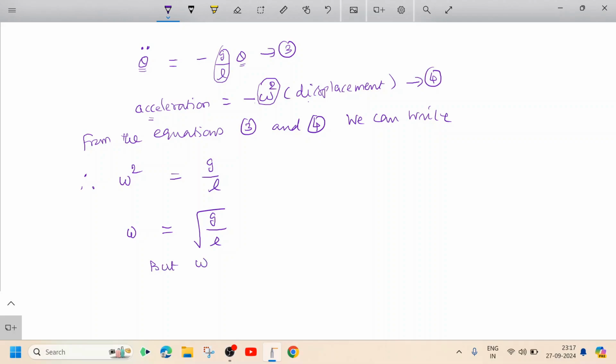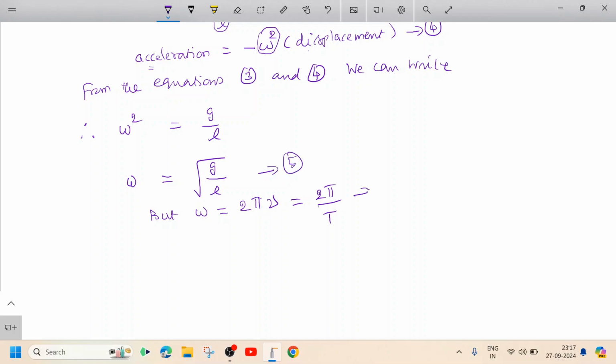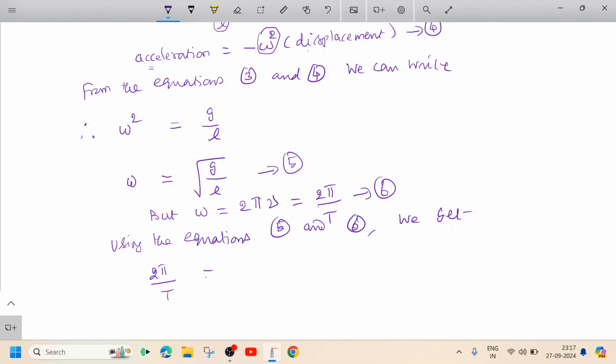But omega equal to 2 pi nu equal to 2 pi by T. This is our angular velocity, angle by period. Say this is equation 5. This is equation 6. Using the equations 5 and 6, we get 2 pi by T equal to root of g by L. Therefore, T equal to 2 pi into root of L by g. So we arrived at the period of oscillation of the simple pendulum with the help of our Lagrangian equation.